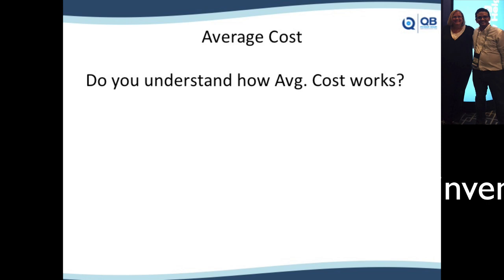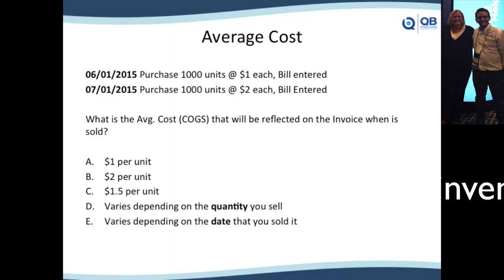I'm going to tell you this particular situation. We purchased 1,000 units of whatever for $1 each on June 1st. And then on July 1st, I bought 1,000 units of that same item for $2 each. My question is, and just put this in the chat, in the questions box: if I create an invoice in QuickBooks, what is going to be the average cost reflected in there? So what do you think the right answer is?